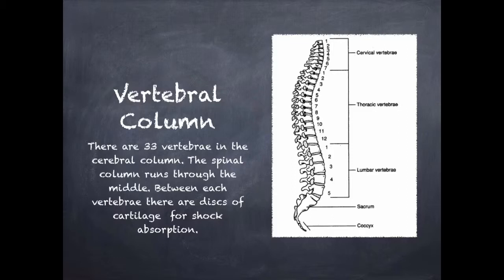The vertebral column is the correct name for the spine. The vertebral column is made up of 5 sections, and you'll be expected to know each of those sections, a little bit about them. There's 33 vertebrae in total in the vertebral column.